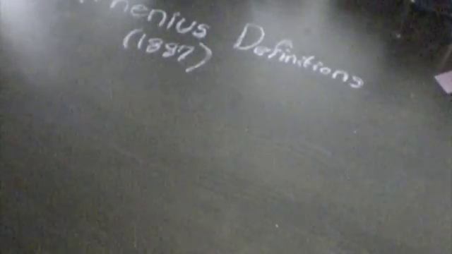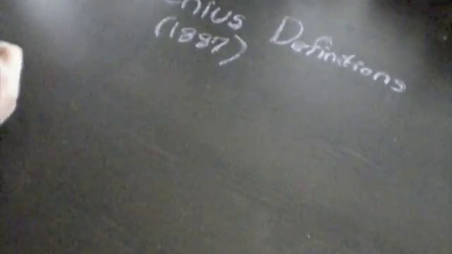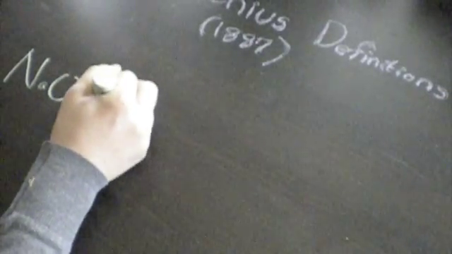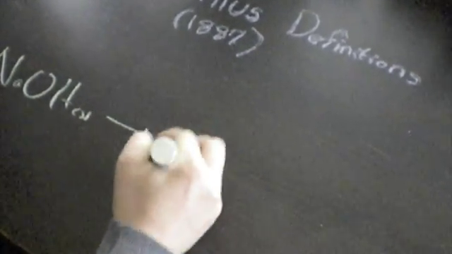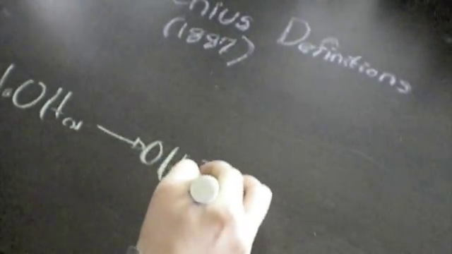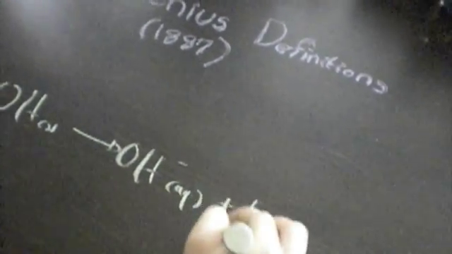Arrhenius' definition of a strong base says that when it is in water, it completely dissociates and dissolves to make high OH negative aqueous. An example of this would be NaOH solid decomposes into OH negative aqueous plus Na positive aqueous.